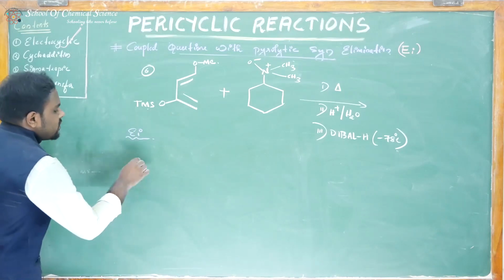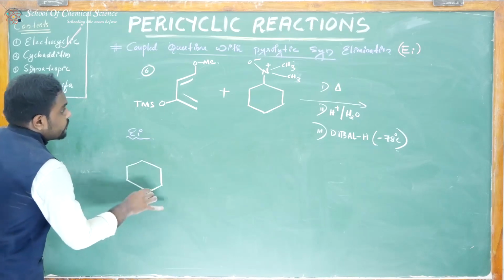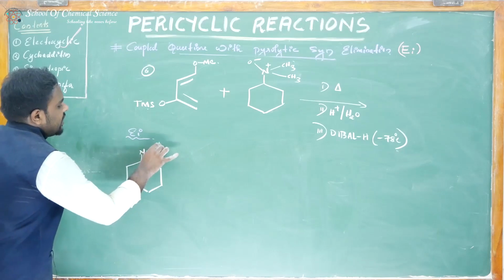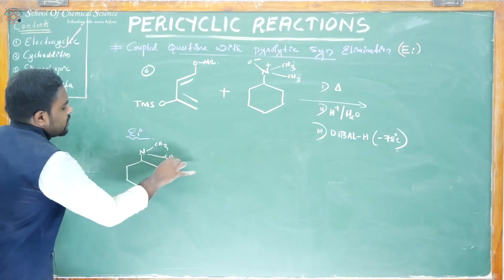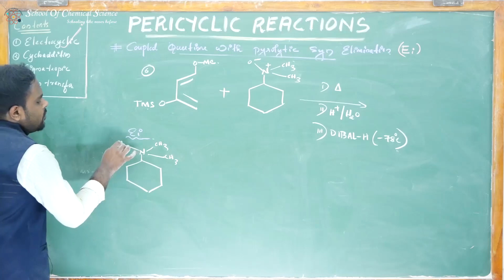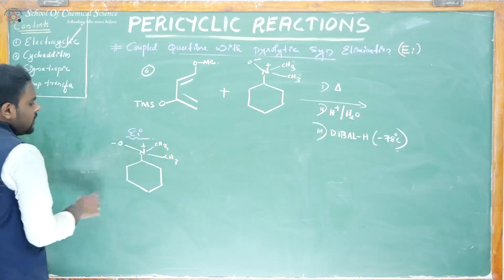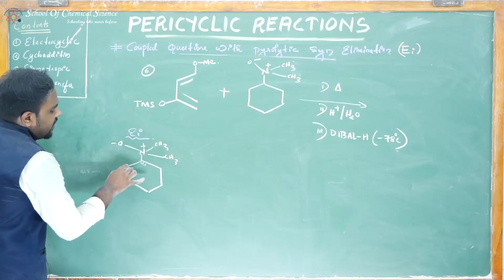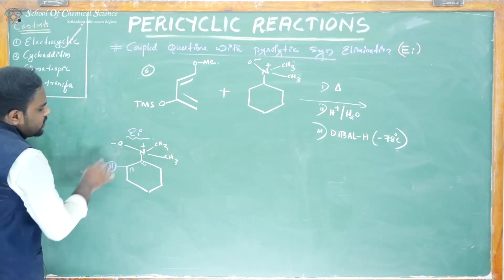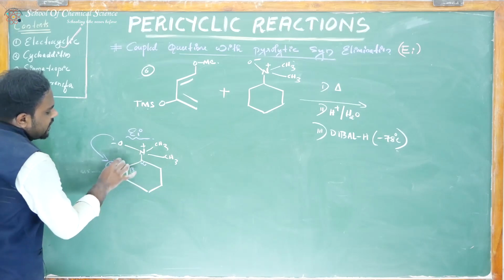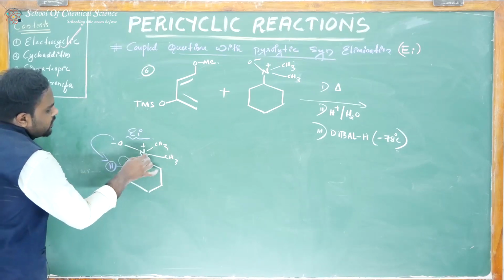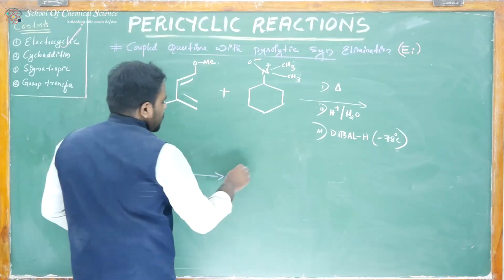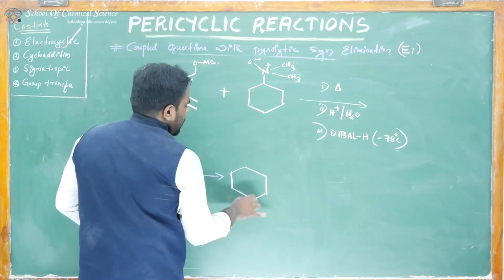So your amine oxide, N, CH3, O minus, N plus, which is the beta hydrogen. This is alpha, this is the beta carbon, and the beta carbon contains a hydrogen. O minus interacts with the beta hydrogen. Here a pi bond is formed. This N plus is eliminated. So in the first step, an alkene is formed.